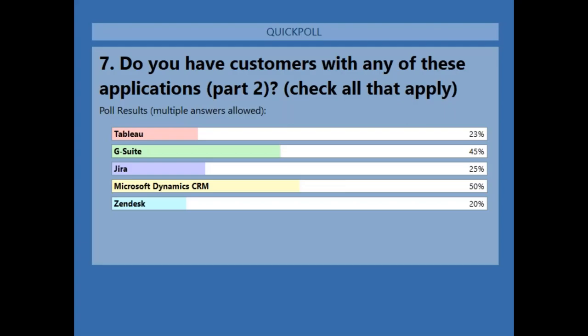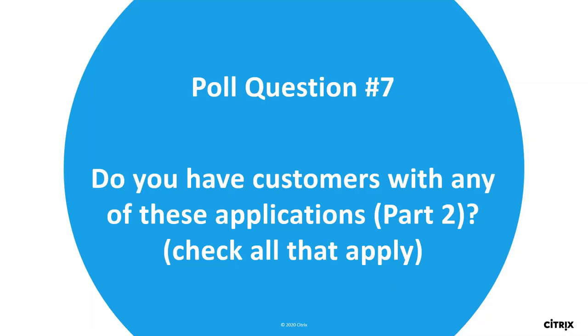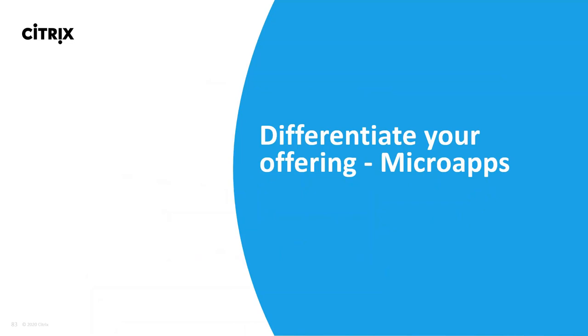All right. And we'll show these results. So it looks like half of the respondents have customers with Microsoft Dynamics CRM and another popular application is G Suite. Awesome. Thank you, Rose. So it's good news that a lot of your customers are using these applications. So we're going to show you how we can improve productivity for those apps with MicroApps, as well as differentiating your offering with MicroApps.